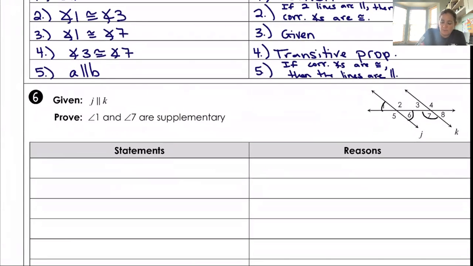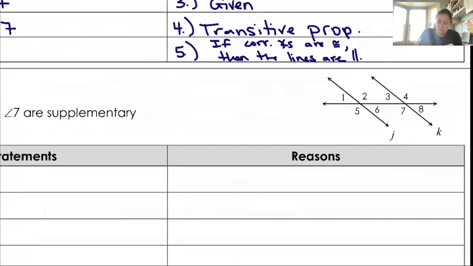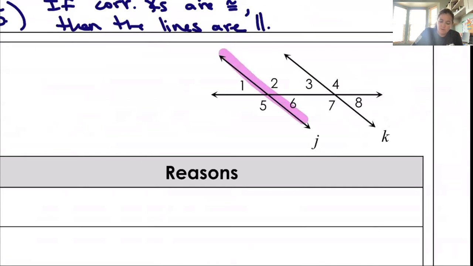Okay, let's see what we got going on here in this one. J is parallel to K. So J parallel to K. And we're going to have to say that 1 is supplementary to 7. So we're looking at trying to get to there. So let's see. We know 1 is supplementary. Well, we don't know that. We're trying to prove it. But I do know that if the lines are parallel, that 7 and 5 are congruent because they're corresponding. So I'm just kind of setting my roadmap.